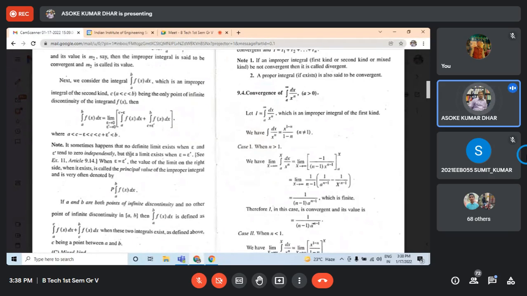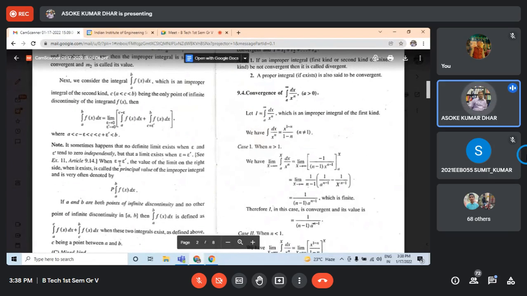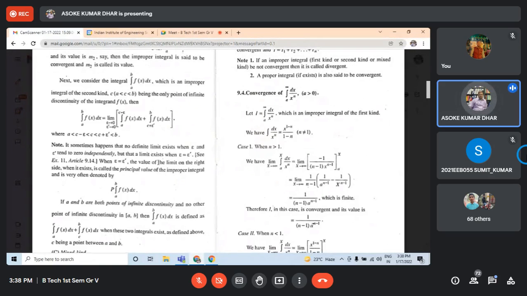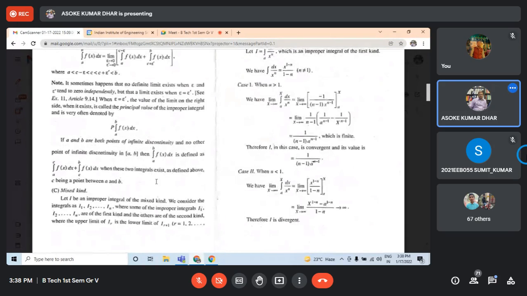It sometimes happens that no definite limit exists when epsilon and epsilon dash tend to 0 independently, but a limit exists when epsilon is equal to epsilon dash. In that case we call it the principal value, the Cauchy principal value. That is, when epsilon is equal to epsilon dash, the value of the limit, when it exists, is called the principal value or Cauchy principal value of the improper integral. This is denoted by P, meaning principal, integral a to b f(x) dx. The mixed kind we are not interested in.